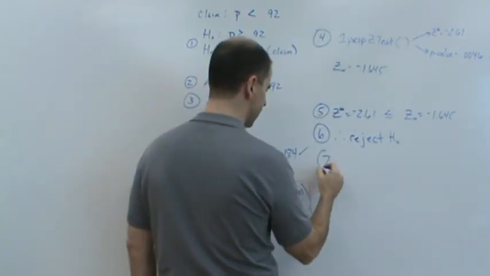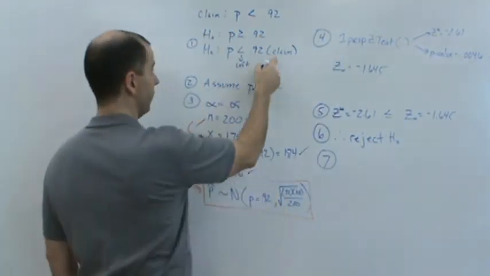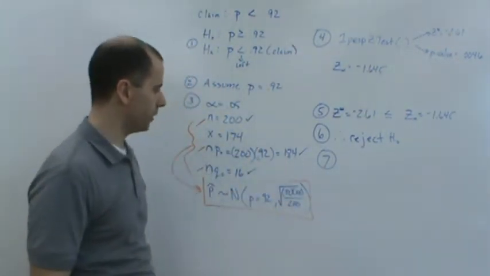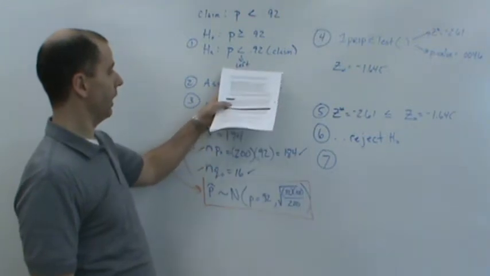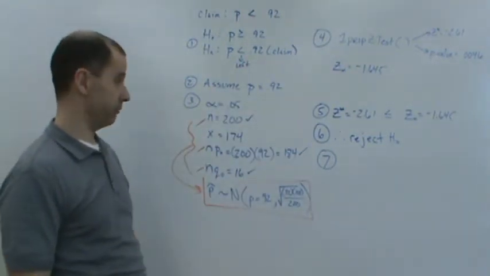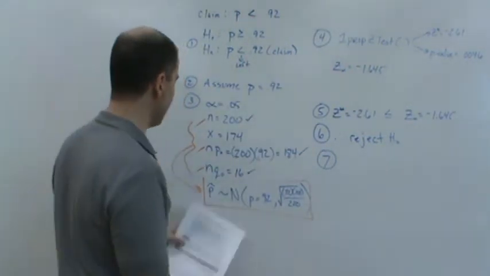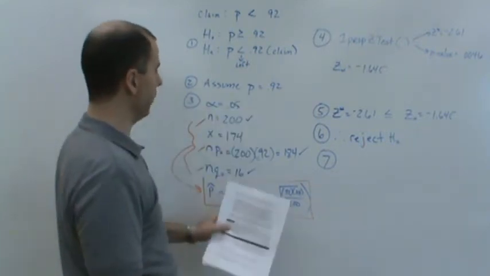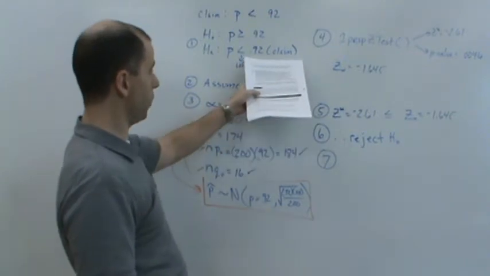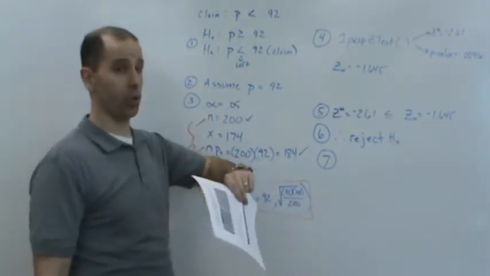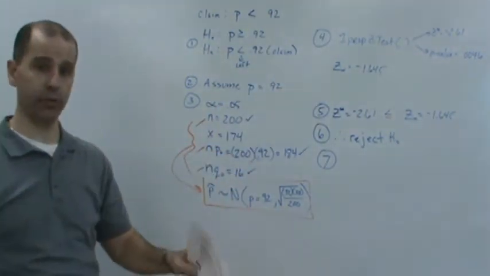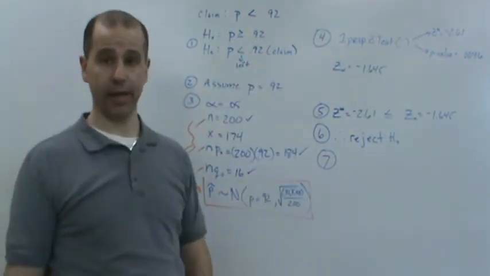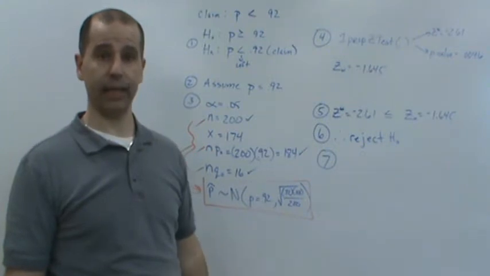And the last step, the conclusion. What's the claim? The claim is the alternative. So is there enough evidence to support the claim? Yes, there is. Okay? So we would state again, at an alpha level of 0.05, there is significant evidence to support the claim that the proportion of adults in the US who own a cell phone is less than 92% based on the sample data. Okay?